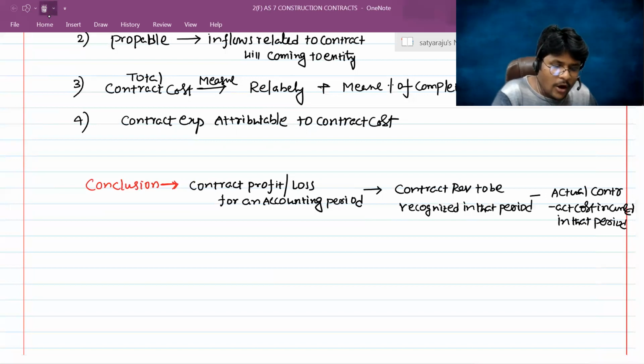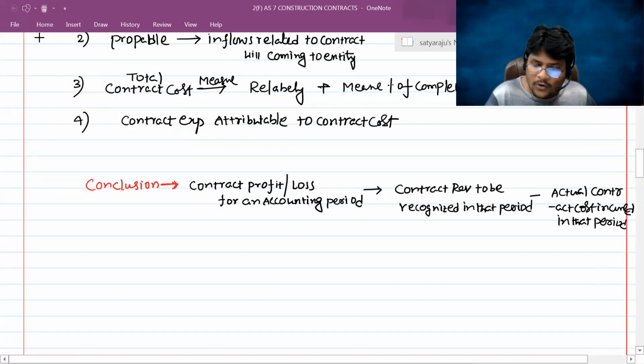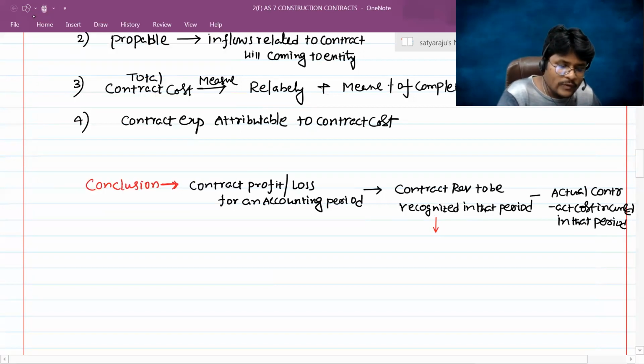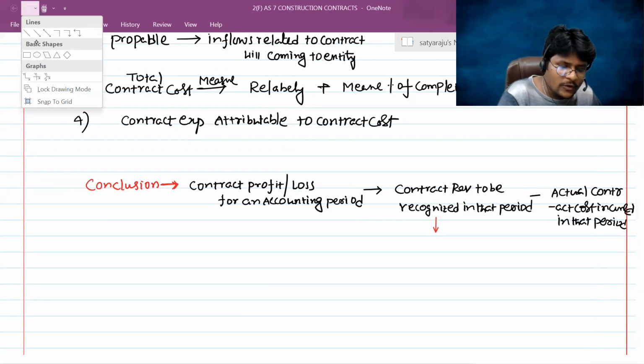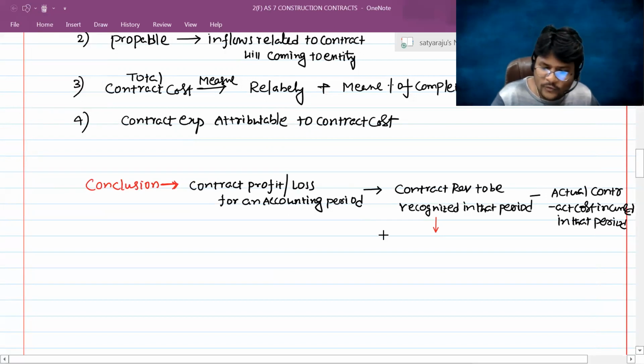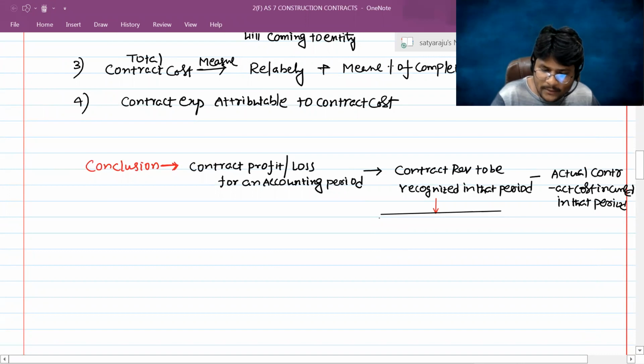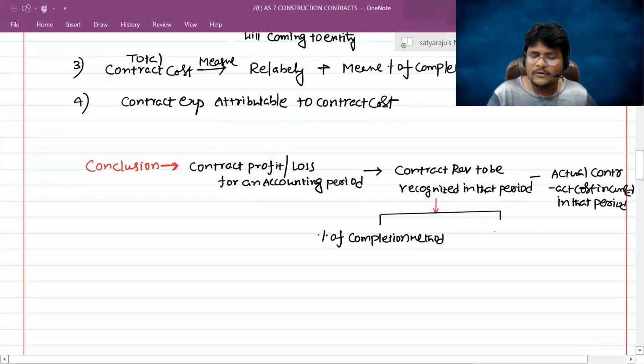Now, sir, how you can know contract revenue to be recognized in a particular accounting period? I can know in two ways. Just now we read those two ways. What are those two ways? We can know by percentage of completion method. Another one, others. So that others means if you are unable to apply the percentage of completion, just I'm telling it as other method.